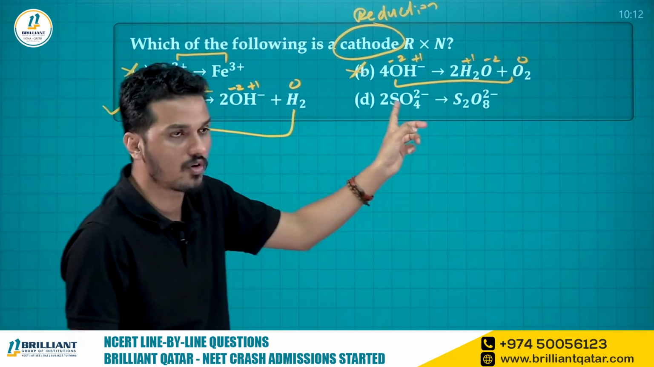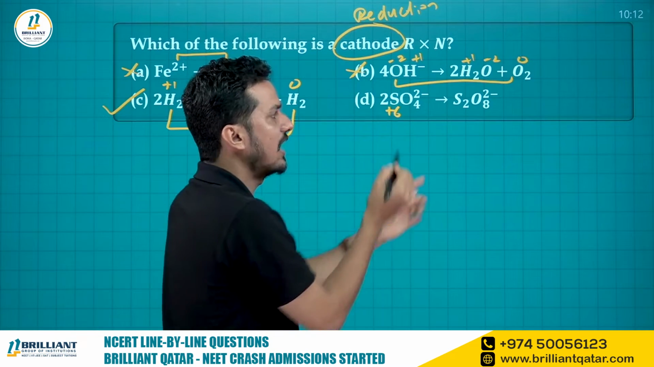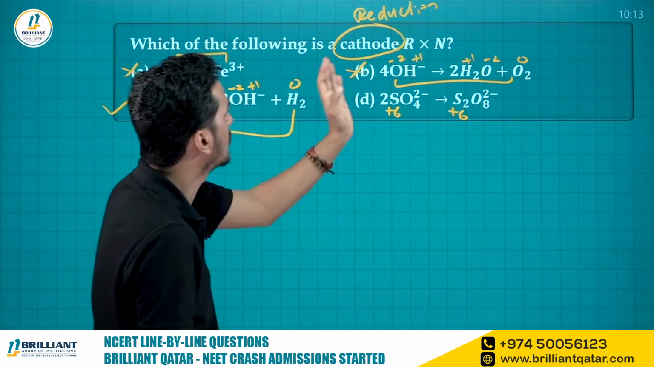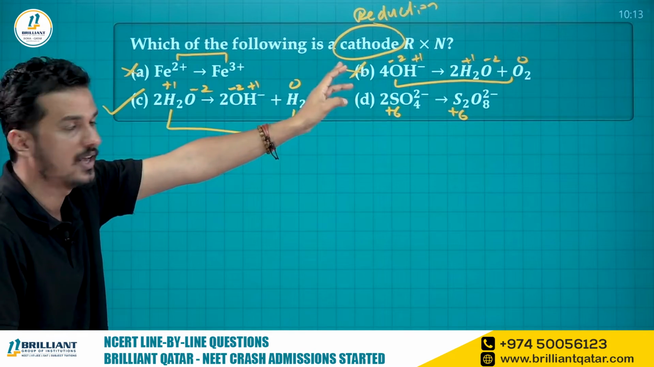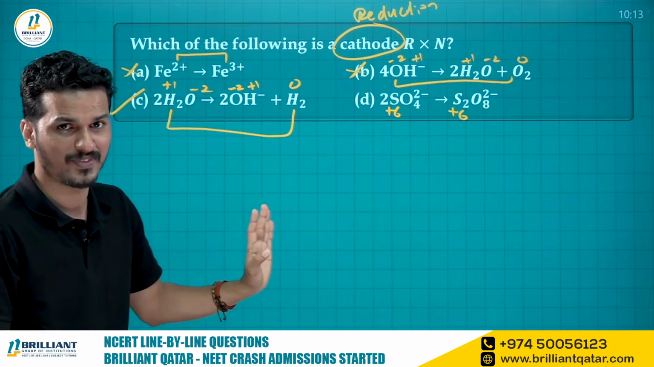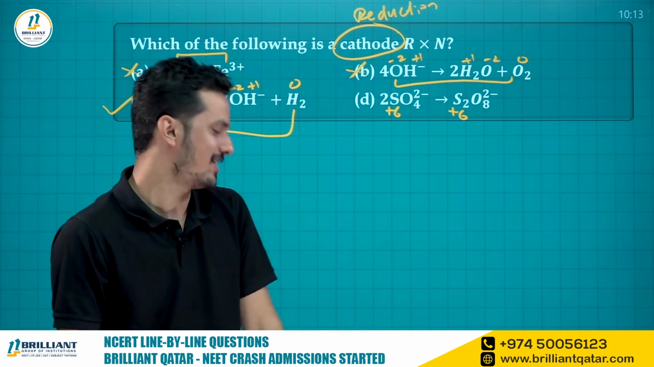What about here? In SO4 2 minus, sulfur is plus 6. And in S2O8 2 minus also sulfur is plus 6. So there is no change. So the answer: the cathode reaction is which one? The one which undergoes reduction. Reduction is in C. I hope you guys got it. Ready now? Yes or no? Tell me.